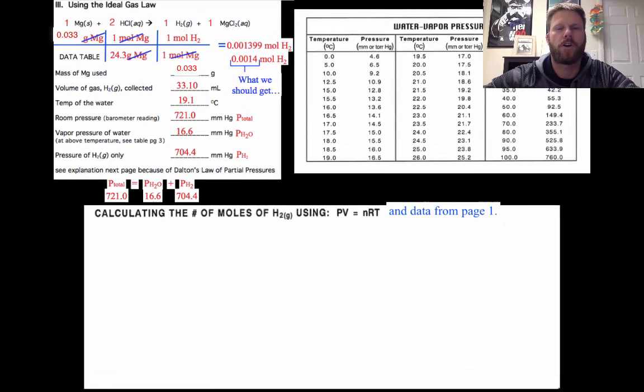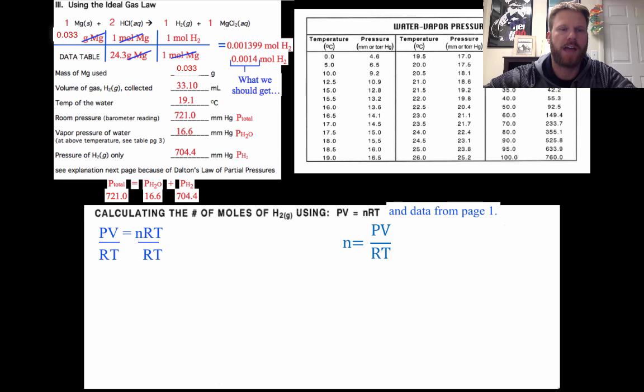Now that we have all of our data collected, we can use the ideal gas law to determine the moles of hydrogen gas that were collected. Remember, we should get 0.0014 moles of hydrogen gas collected. So we're going to use PV equals nRT, but we're going to solve for n. We're going to have to divide each side by RT. That gets us an equation of n equals PV over RT. Remember, all of the data has to be in a specific unit. Pressure has to be in atmospheres.